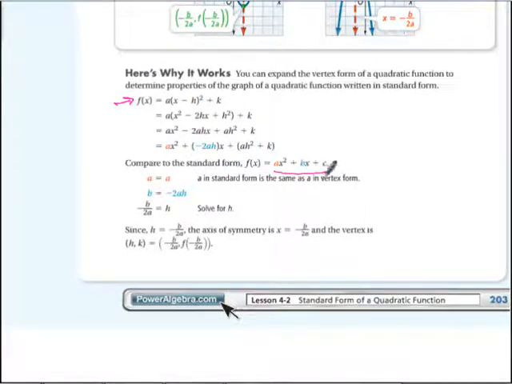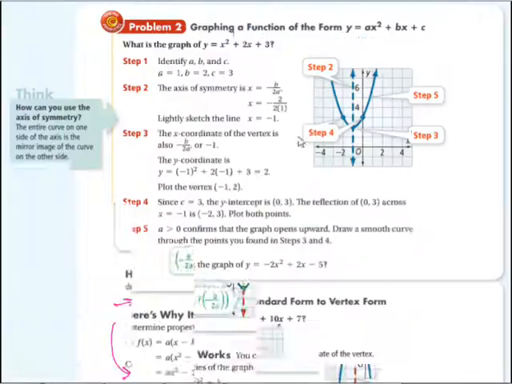If we compare that to the standard form, a is a in both of them, so there's no problem there. B is negative 2h, negative 2ah, all right? Negative b over 2a is equal to h. And since h is that, the axis of symmetry is that, and the vertex is simply h and then k. If you need more follow-up on this, it's just basically taking it from vertex form to where we started and showing you why the same things work in standard form.